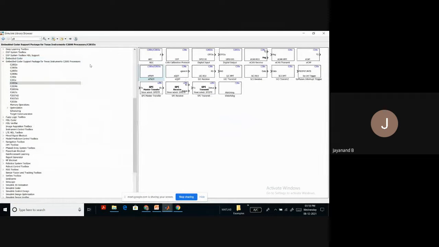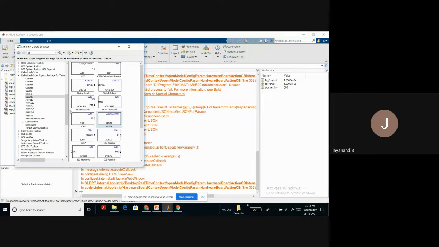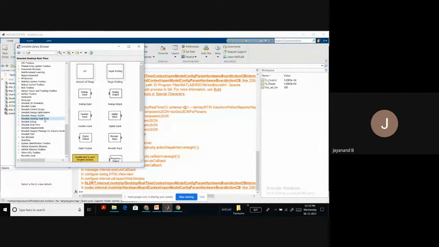So in MATLAB, in the Simulink library, if you search in the library, we can see Simulink Desktop Real-Time, right? So this is the block set for Simulink desktop. Analog input blocks are there, analog output, digital input, digital output, all sorts of blocks are there.